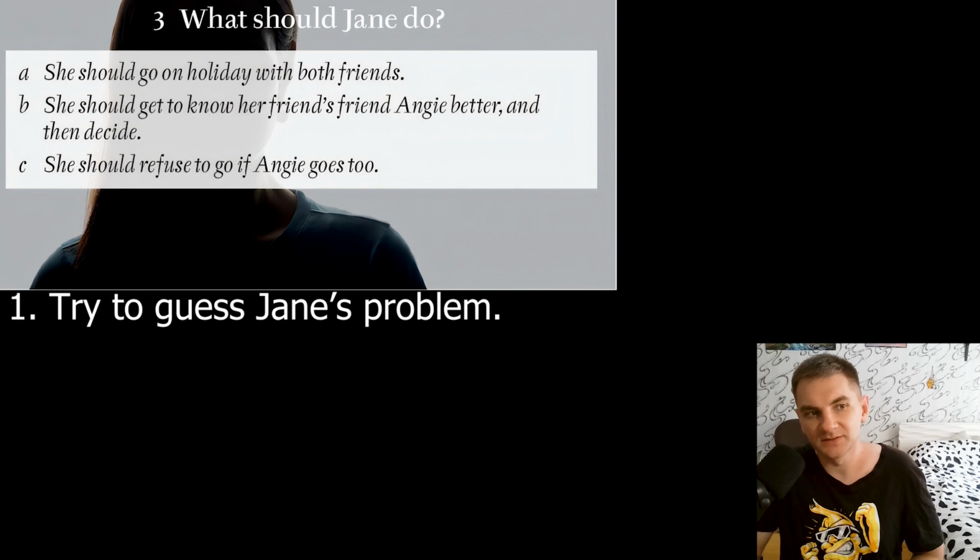Person number 3. What should Jane do? Okay, the same tasks but different audios. What should Jane do? A. She should go on holiday with both friends. B. She should get to know her friend Angie better and then decide. C. She should refuse to go if Angie goes too. Whoa, this problem isn't easy to guess, but try to guess Jane's problem.